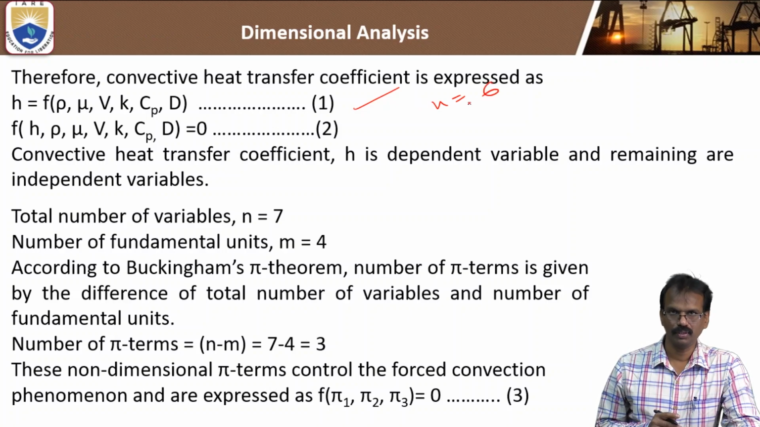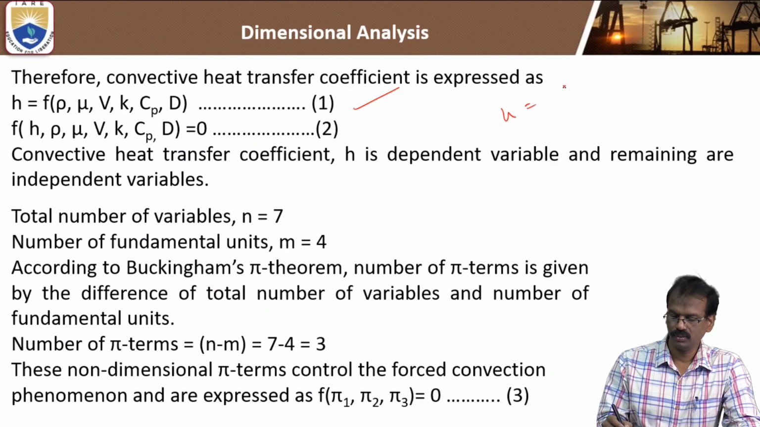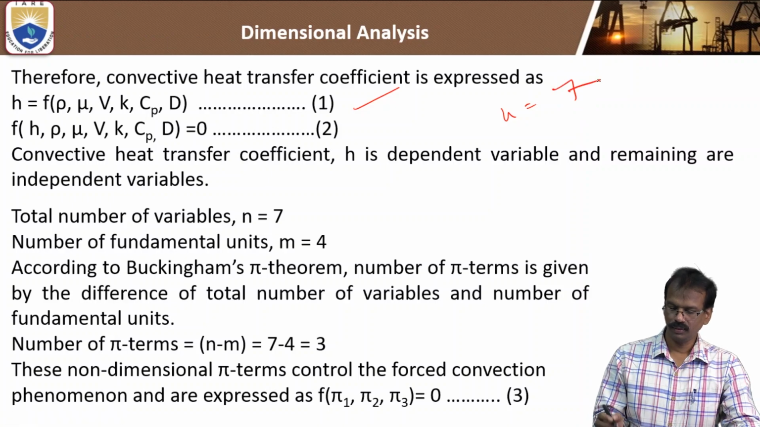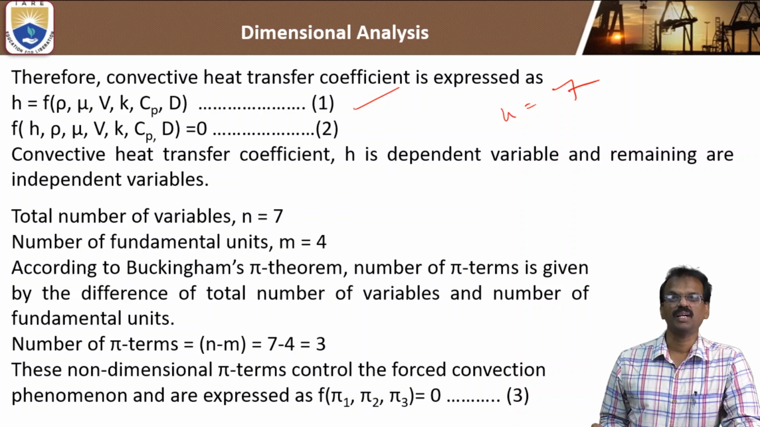Then you have to identify the basic dimensions. We are considering the heat transfer coefficient also, so you have to consider it. We have to find the heat transfer coefficient. So if you include this heat transfer coefficient, then the number of variables n is equal to, not 6, 7. Okay. Then here we have to identify the functional or fundamental units.